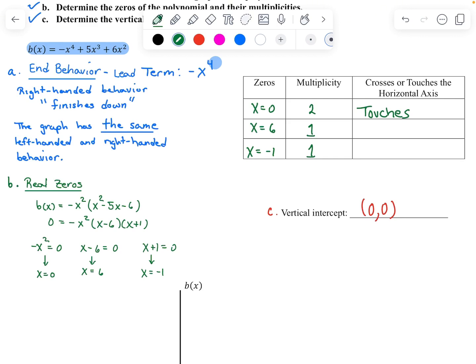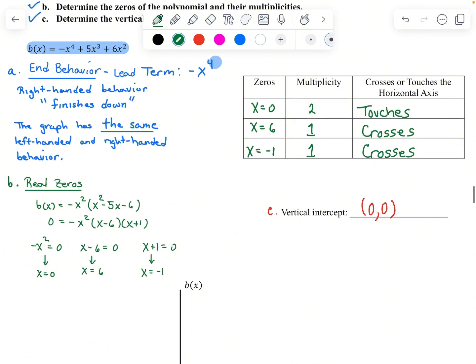At x is equal to 6, the multiplicity is 1, which is odd. That means the graph crosses the horizontal axis at x is equal to 6. At x is equal to -1, the multiplicity is also odd, so the graph crosses the horizontal axis at x is equal to -1. And now that we have the end behavior and the real zeros, we can find the vertical intercept. And again, we found the vertical intercept in example 5, and the vertical intercept is (0, 0).